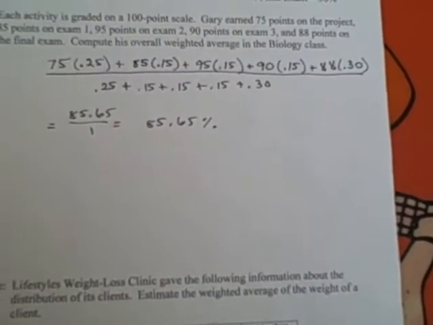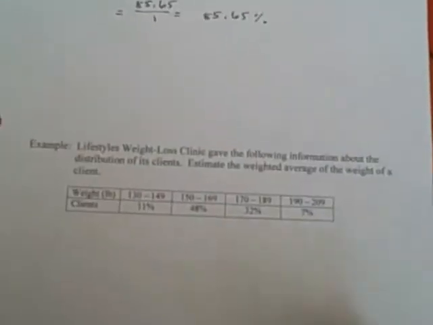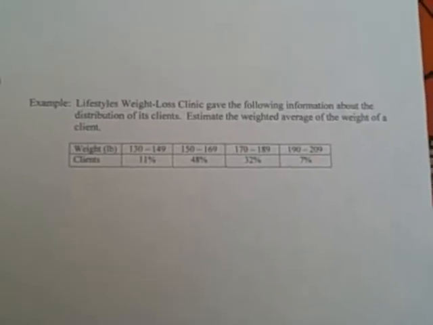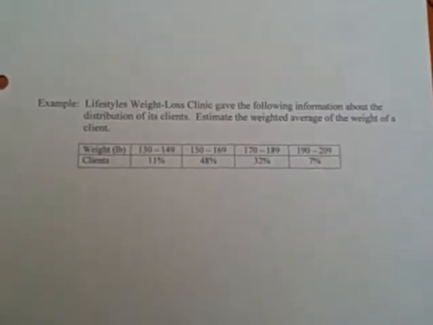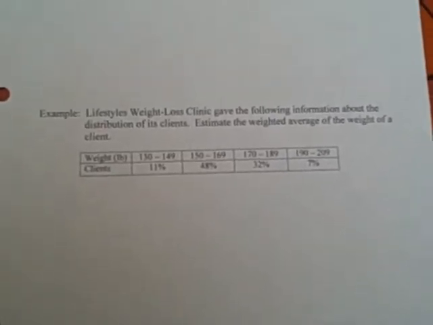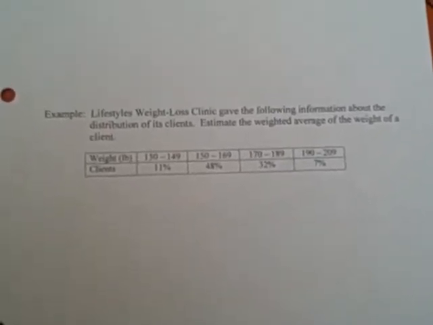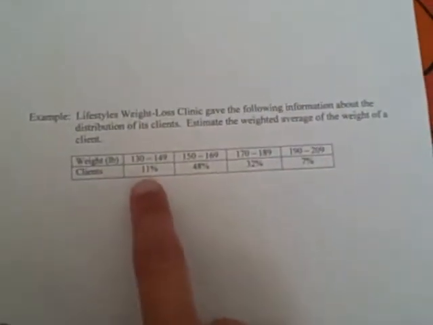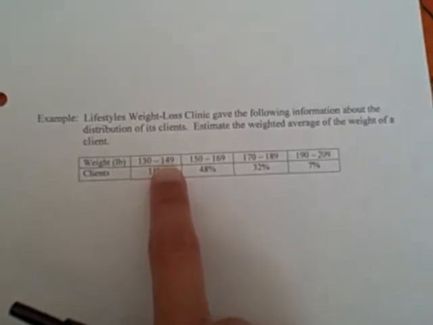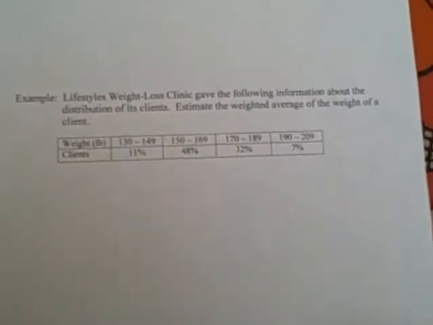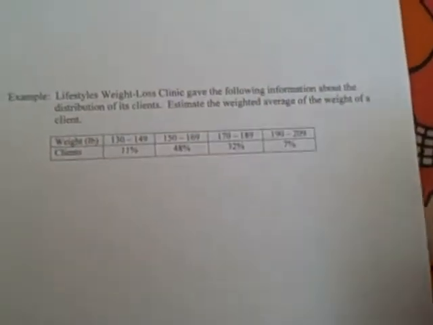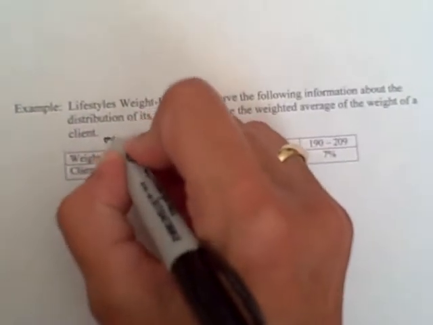Okay? Great. Another type of weighted average is when we have grouped data. Lifestyle's Weight Loss Clinic gave the following information about the distribution of its clients. Estimate the weighted average of the weight of a client. Now the problem here is, 11% are from 130 to 149. Our problem is we don't know the exact weights. So the best thing that we're going to be able to do is to use midpoints.